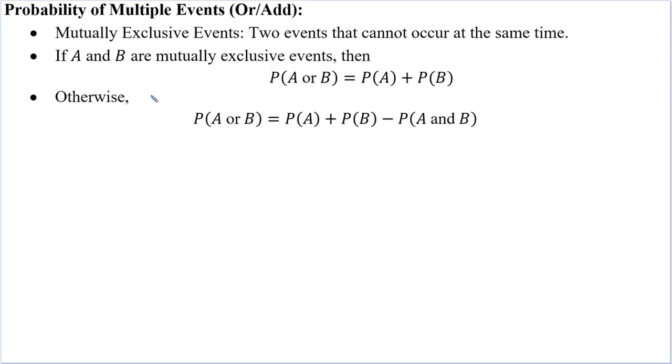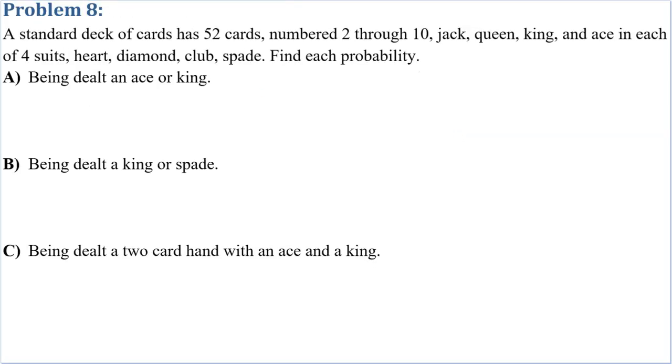Otherwise, if they're not mutually exclusive, if they can happen at the same time, P of A or B will equal P of A plus P of B minus the probability that they both happen at the same time. And really what this subtraction will do is kind of eliminate the stuff we count twice. So let's take a look at a few of the OR cases.